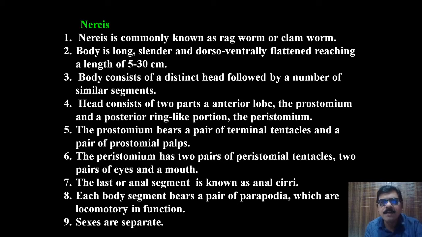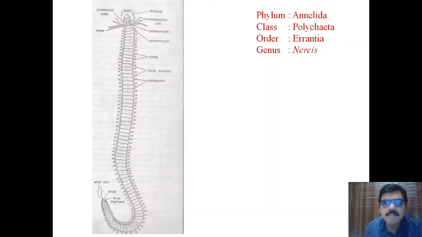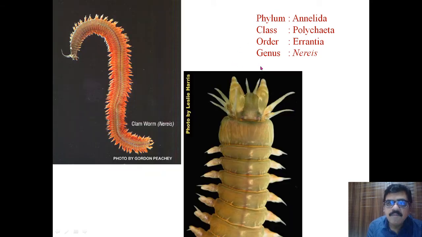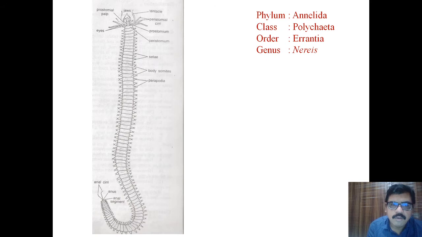Then the next example is Nereis. It is commonly called a ragworm or clamworm. If you observe this Nereis, it has parapodia on the entire surface of the body. And how is it classified? Phylum Annelida, class Polychaeta, order Errantia, and the genus is Nereis. If you observe the body of the Nereis, students, you have to draw this diagram only. You are not supposed to draw any other diagram.